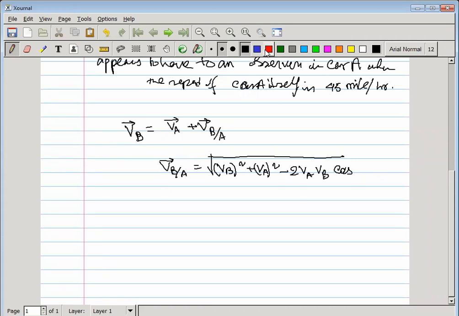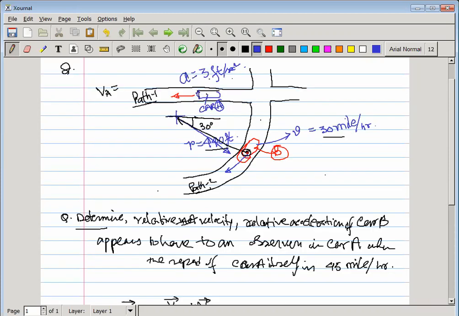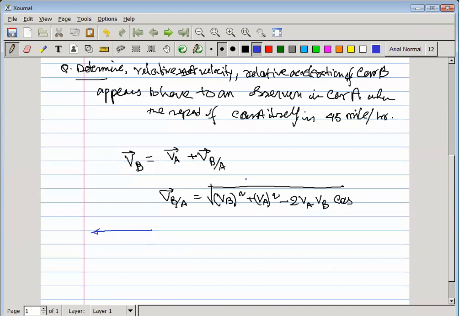Okay, let me draw one diagram so that you can easily understand this. In the question it is said 45 miles per hour for A and 30 miles per hour for VB, right? Here it is said 30 miles per hour, and here as per the question 45 miles per hour for A. So we have to convert that first.